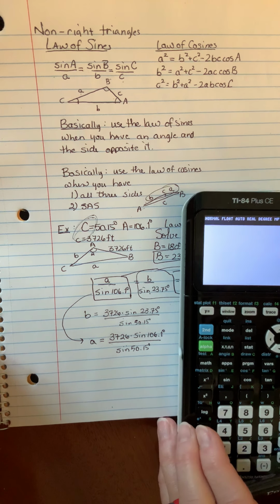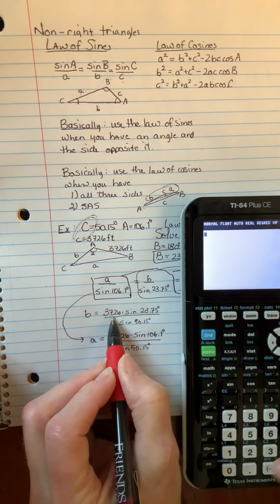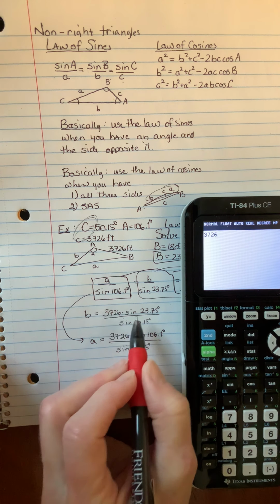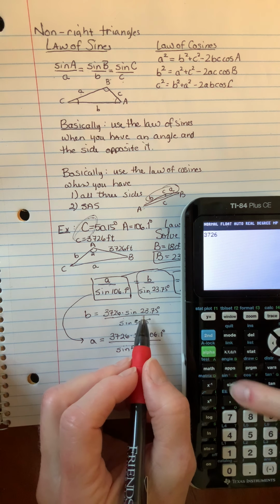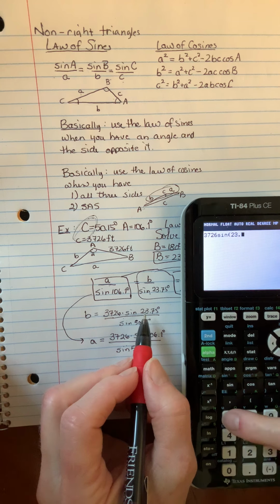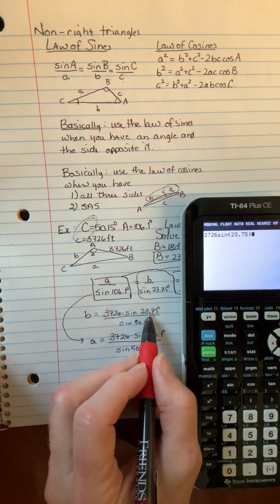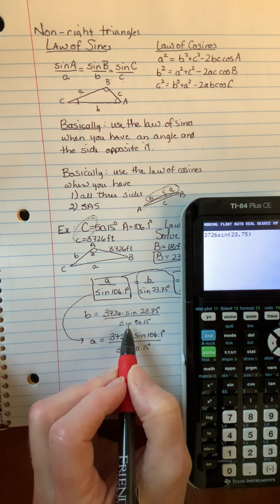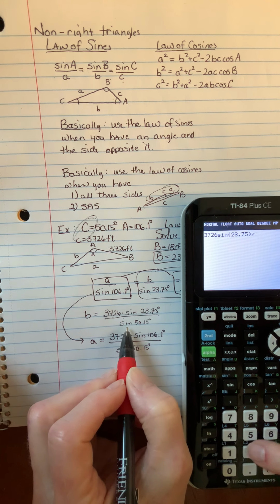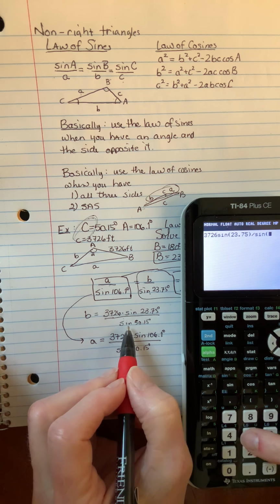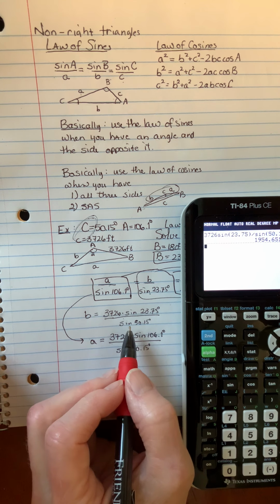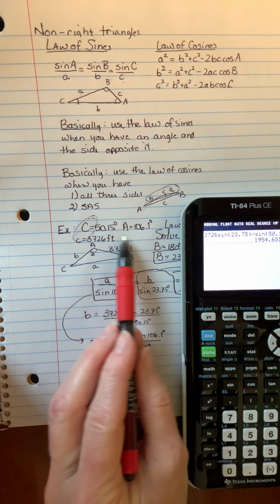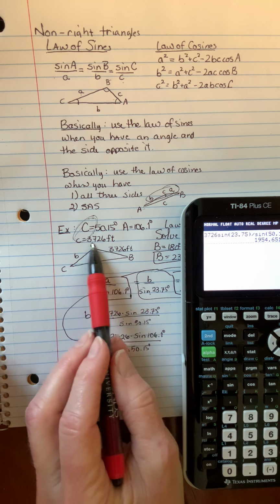So here's what we've got for the first one. We've got 37.26 multiplied by the sine of 23.75. I've got my calculator in degrees, so I'm fine with that, divided by the sine of 50.15, close that up, and we've got 1954.651587.